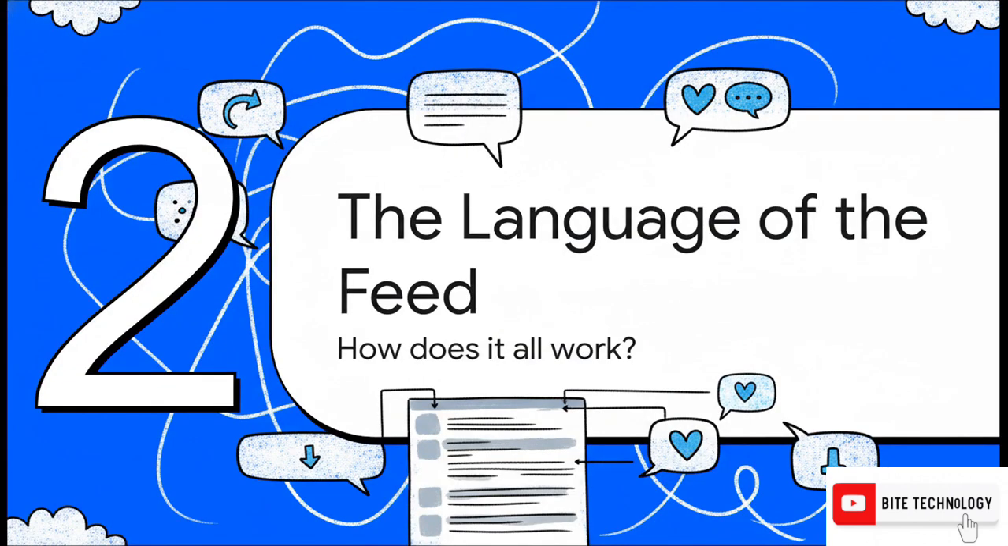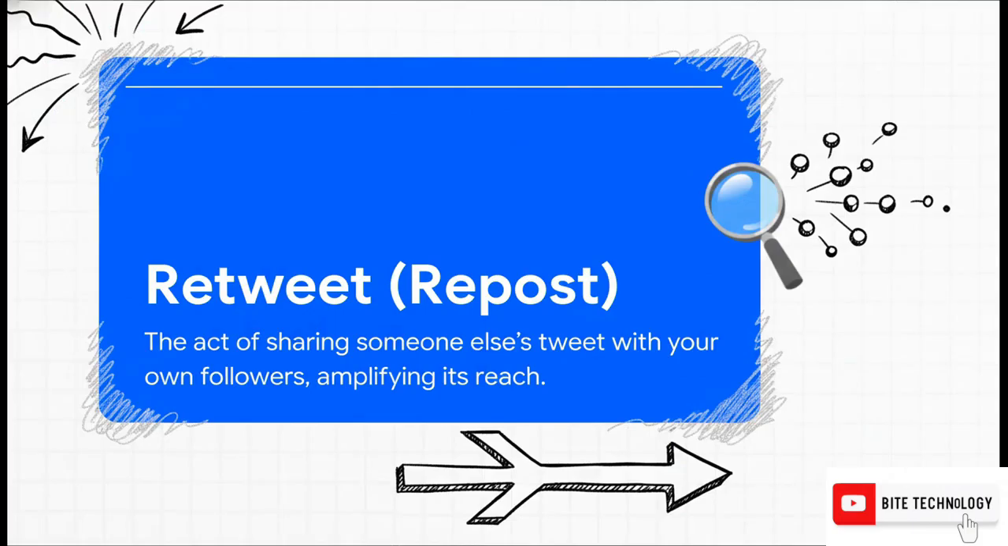Okay, so we know what a tweet is, but how does it all work? Let's get into the language of the feed, the mechanics of how all these little messages turn into those huge, sprawling conversations the platform is famous for. All right, the retweet, or repost as it's called now. This is basically the engine of the whole platform. It's the main way ideas and information catch fire and spread. You see something you agree with or something you think is important, and you can blast it out to all of your followers. But, and this is a big but, there's a really important difference in how you can share.